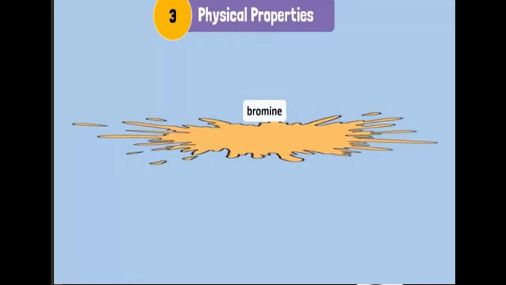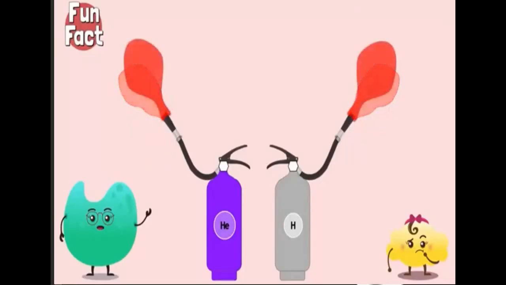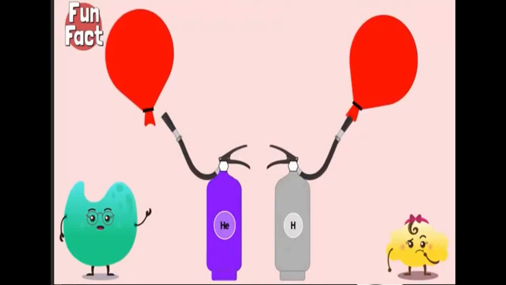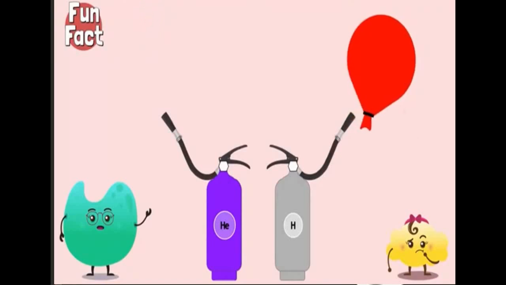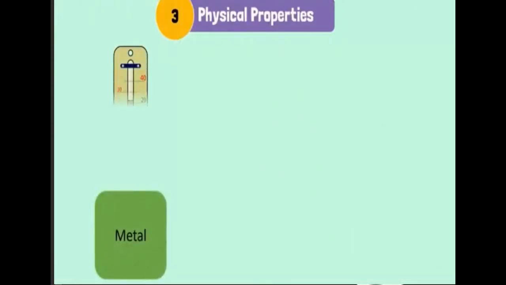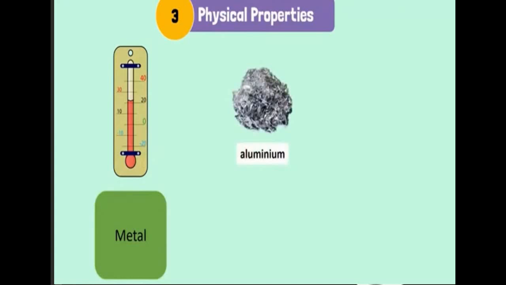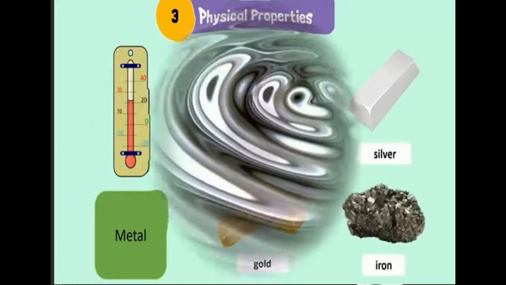We do not put it in balloons. Did you know? We mostly use helium to fill our balloons. This is because it is safer and less reactive than hydrogen. Hydrogen and a lit match would be explosive. Metals, on the other hand, are mostly solids at room temperature. Some common examples are aluminium, silver, gold, and iron, except mercury.